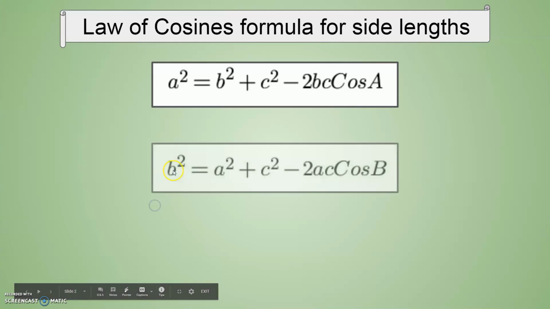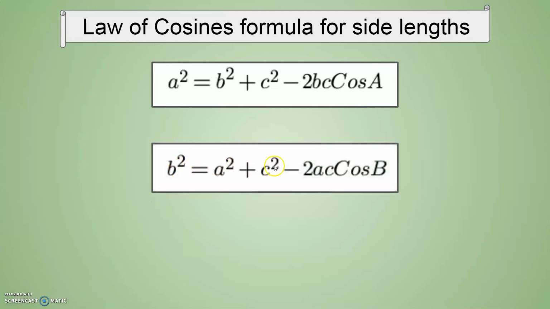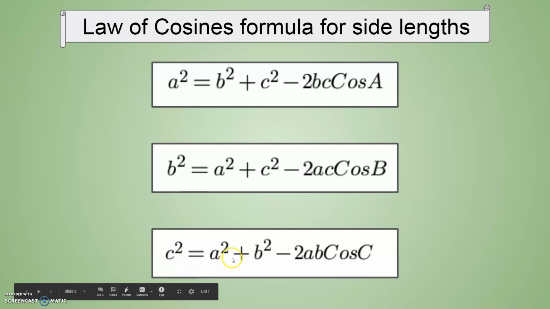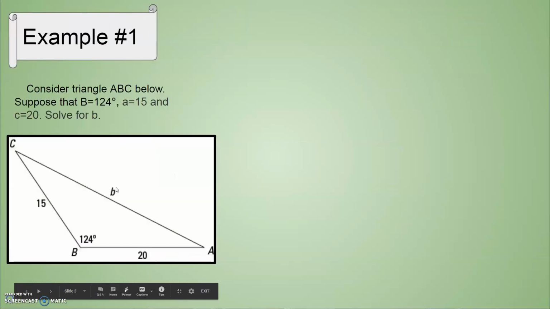The next formula we have is b squared equals a squared plus c squared minus 2ac cosine b, and this formula would be used to find side length b. And the next formula is c squared equals a squared plus b squared minus 2ab cosine c. And this final formula would be used to find side length c. Next, we are going to use these formulas to try to solve a problem.